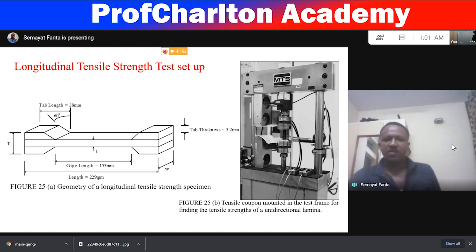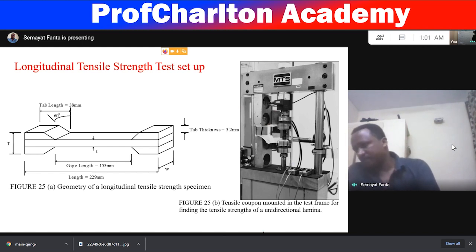Total length 229 millimeter, and there are tabs here that extend up to 3.2 millimeter, and the tab length is given, and the angle. So this is the arrangement of the specimen for the tensile test. So this is the tensile testing machine.